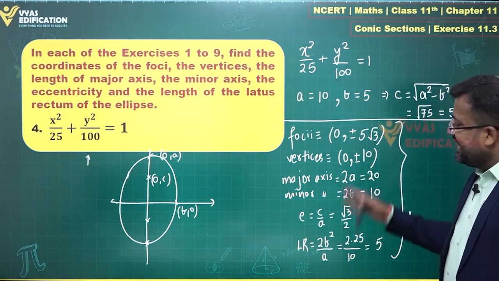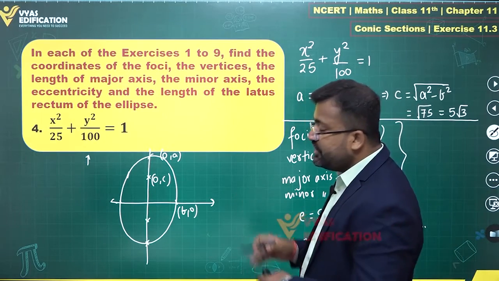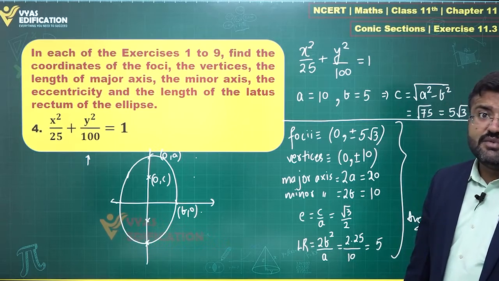Identifying a, b and c are the key, and along with that, the diagram, right? Identify the diagram and the positions will tell me the coordinates very easily, right? And the rest of the things become easy.